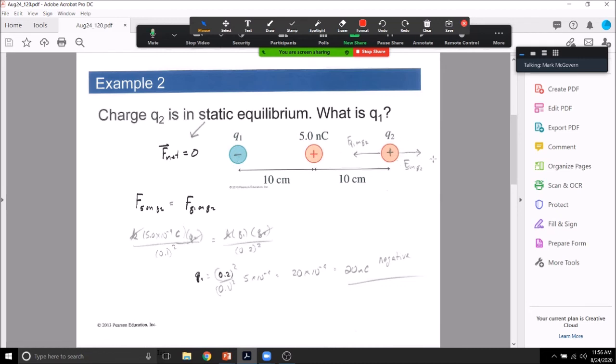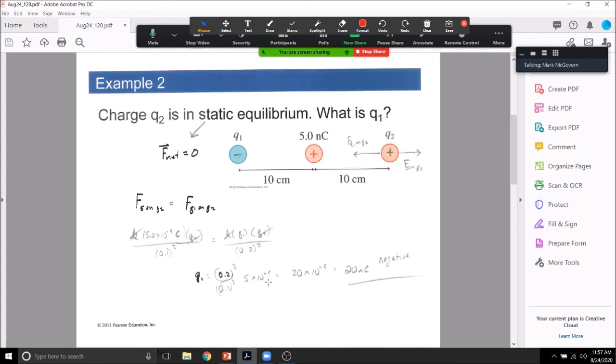This is a static equilibrium, not because of anything it's done on its own. Okay? There's no pride that Q2 can have in being in static equilibrium other than the fact that it's a positive charge. This is strictly determined by the external factors of Q1 and the 5 nanocoulomb charge here. And so I put my 5 nanocoulomb 10 centimeters away. I've got Q1 now 0.2 meters here, and I solve for Q1.